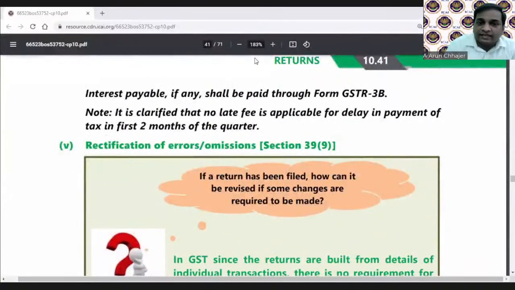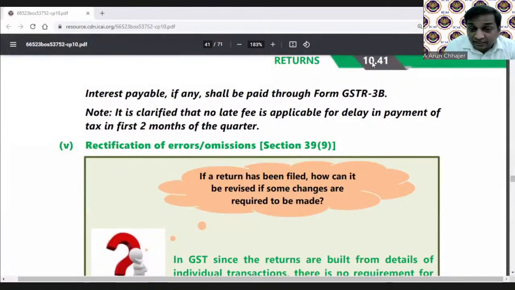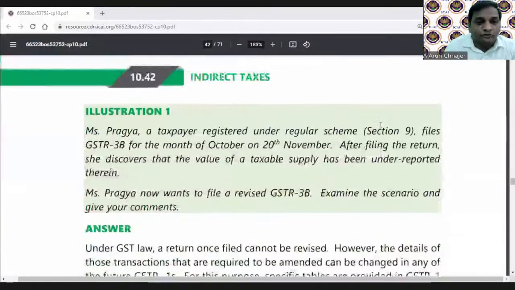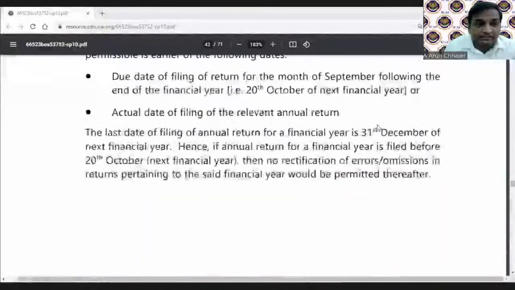Interest payable, if any, shall be paid through 3B only. It is clarified that no late fees is applicable for delay in payment in the first 2 months. So late fees is not applicable. What is the concept of the late fees? Now moving to the last important concept of the late fees.